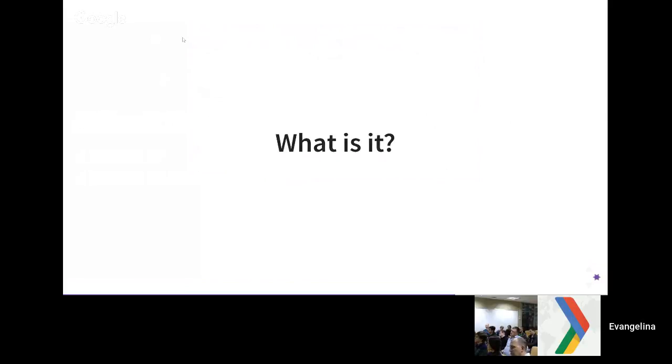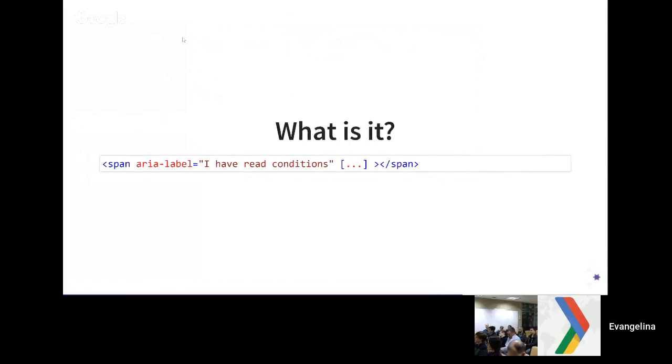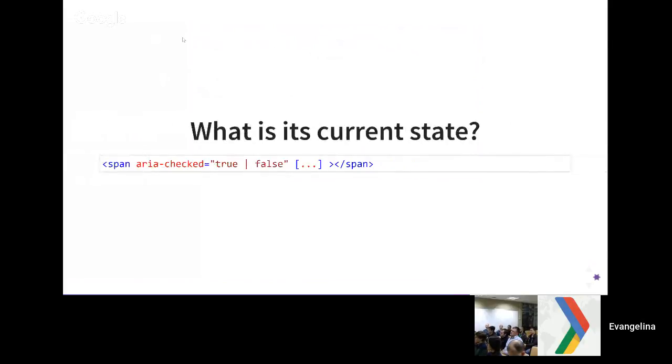First, to be able to target this problem and tell the assistive technology user what this element is, we need to use the aria-label attribute. This aria-label will tell the user this is a checkbox, and when you check this checkbox, you will mean I have read the conditions. And then we need to answer the second question. What is its current state?